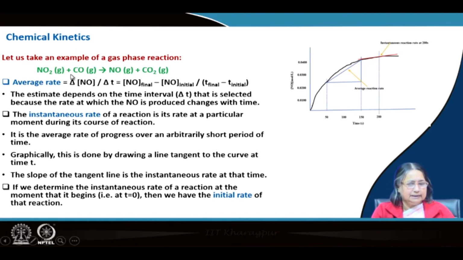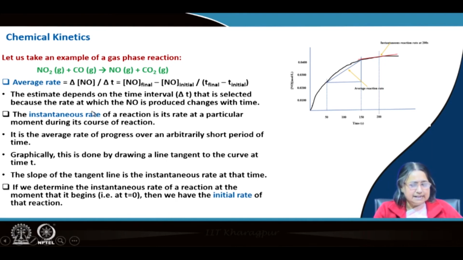Now, taking an example, NO2 plus CO, the same example, the average rate we can express in terms of NO. That means the concentration difference of NO divided by the time difference. So, NO the final concentration minus NO the initial concentration by the time final minus initial. So, that is the average rate. The time delta t may be large also, no problem for the average rate determination.